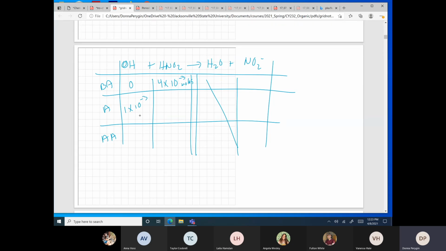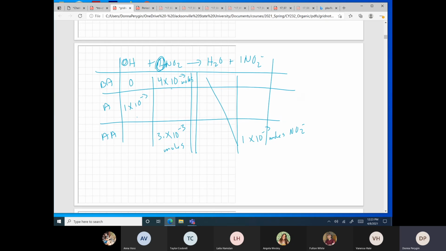Okay, so we're going to be subtracting the exact amount of hydroxide from the nitric acid because we've got a 1-to-1 ratio here. This is a one-way arrow, so we're going to be taking this many H pluses off. So we're going to have 3 times 10 to the minus third moles of acid when we're done. All right, and then we're going to have 1 times 10 to the minus third moles of NO2 minus when we're done, because we're increasing this NO2 minus stoichiometrically.